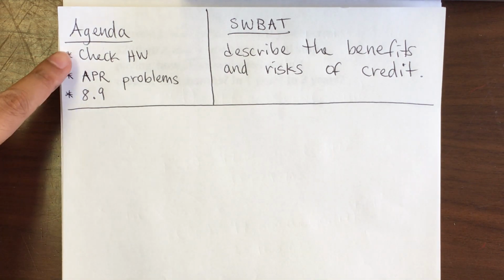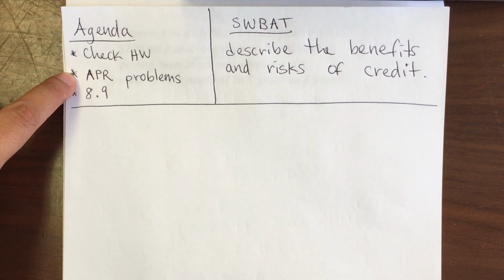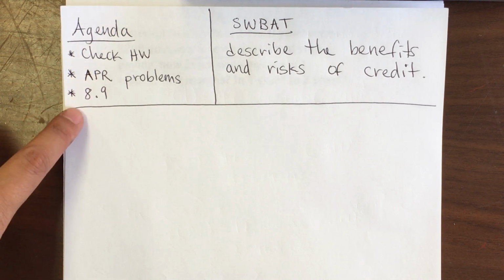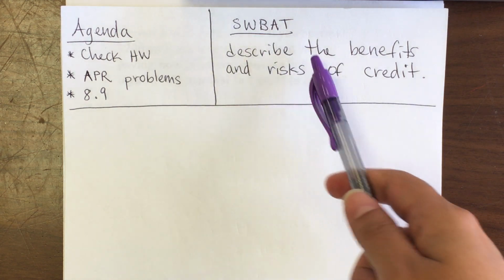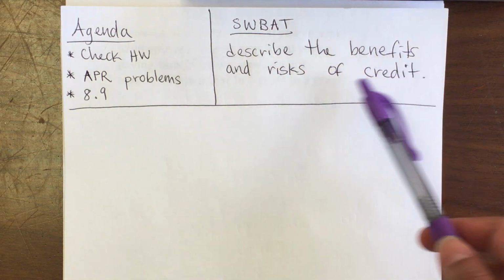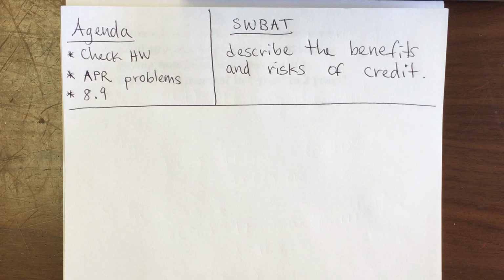Students, today's agenda is to check your homework. We're going to be learning about APR problems and you're going to be doing 8.9. Today students will be able to describe the benefits and risks of credit.